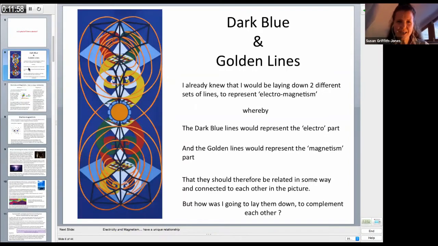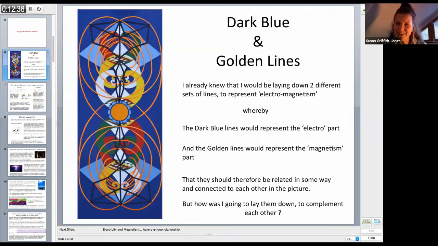So now the next task at hand. I've now got the base of the crystal of time, which you can see underneath the dark blue lines and the golden lines here. My next task was to add the dark blue and golden lines onto the picture. I already knew that I would be laying down two different sets of lines to represent electromagnetism. The dark blue lines would represent the electro part and the golden lines would represent the magnetism part, and that in some way they should be related to each other and connected to each other in the picture.